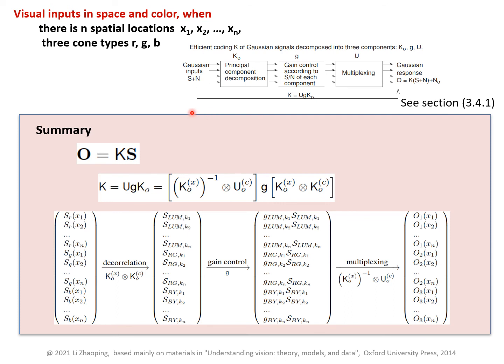Now we can apply our usual recipe to see that our efficient coding K transform has this decorrelation, this gain control, and this multiplexing, coupling space and color. And this is the mathematical background for the intuitive steps of coding we introduced a few slides earlier.